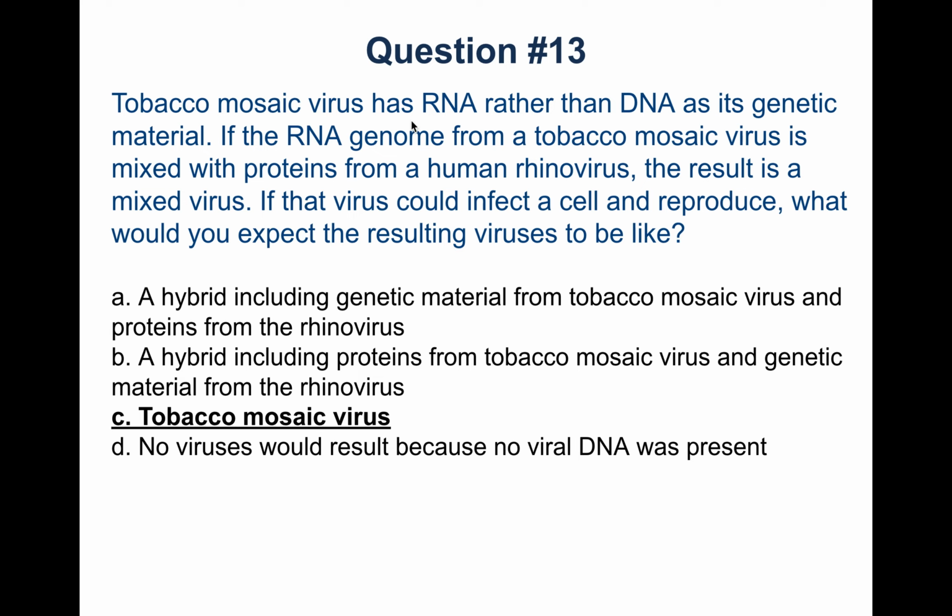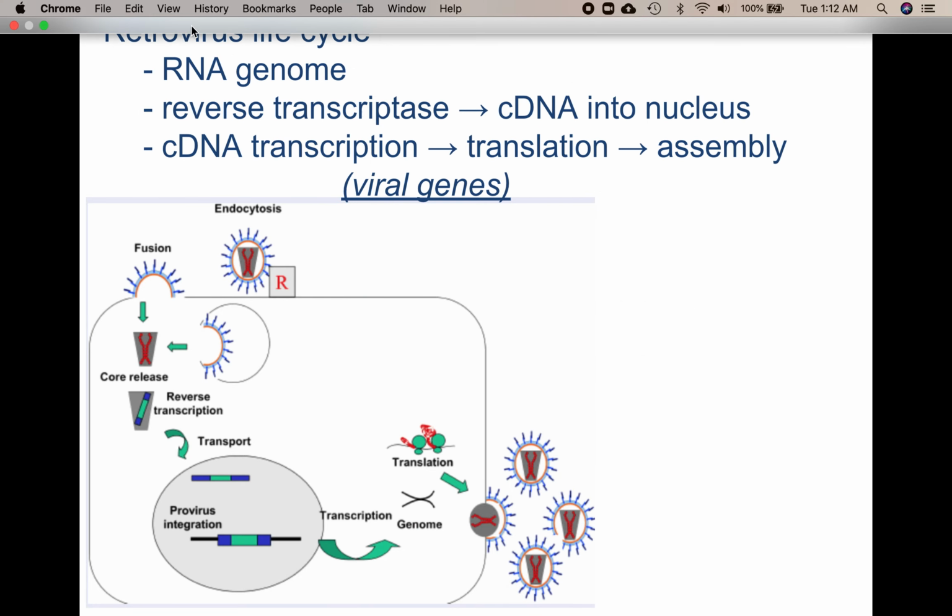Yeah, because what you did is you took the RNA genome, mixed with proteins from the human rhinovirus. So you took proteins from a different virus and mixed it with the RNA genome of the tobacco mosaic virus. But the genome is what is coding for making new viruses. So adding proteins is not really going to do anything.